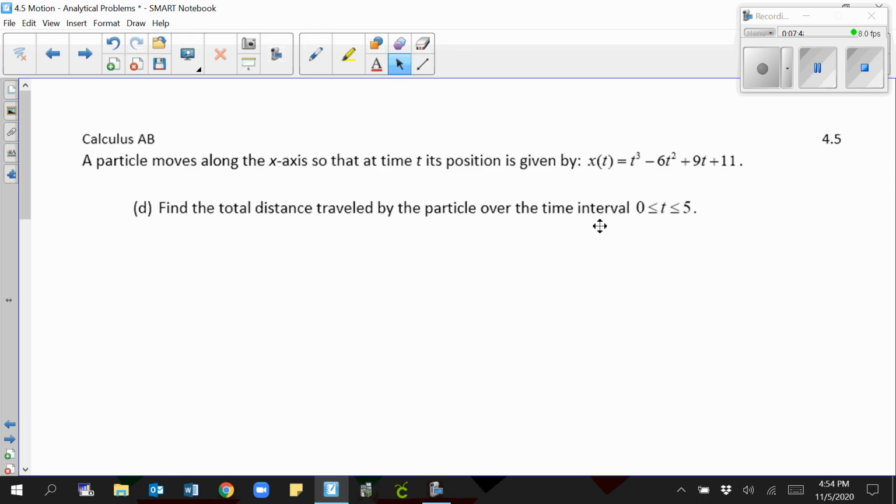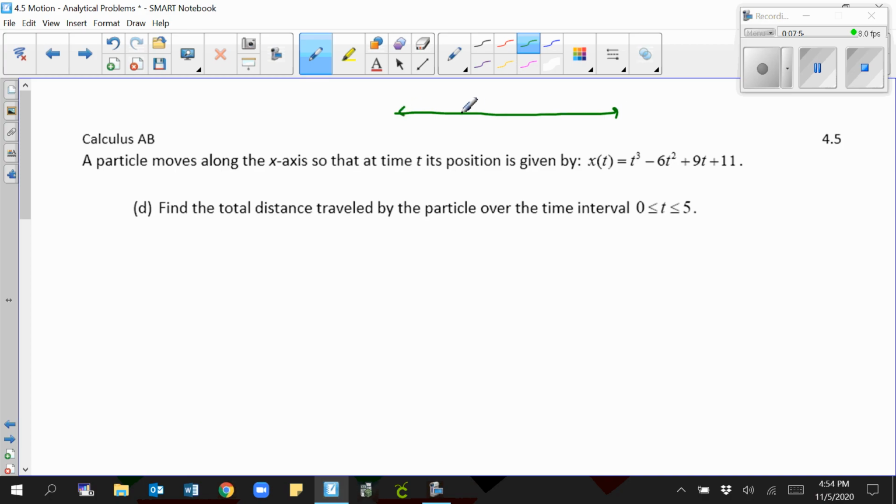So if I were to take that number line that we were looking at, I'm going to draw it up here again. So we had from 1 to 3, it was moving to the left. Then over here it was moving to the right, and over here it was moving to the right. So to find the total distance, we're going to have to figure out how far to the right did it move, how far to the left did it move, and then how far to the right did it move. And we're only looking on our interval from 0 to 5.